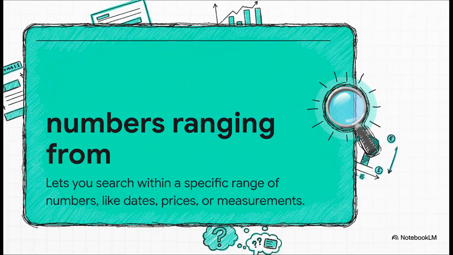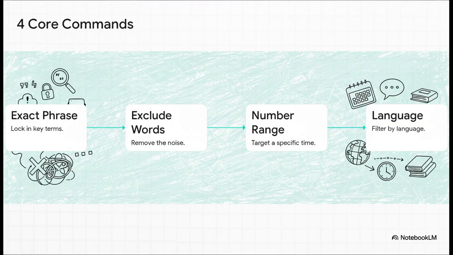Oh, and this one. This is a game changer, especially if you're looking for historical stuff. The numbers ranging from field. It lets you build a time machine for your search. For our example, we can tell it we only want results from between 1847 and 1920. How cool is that?